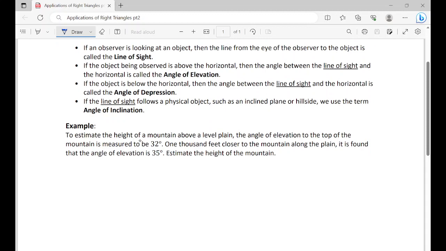To estimate the height of a mountain above a level plane, the angle of elevation to the top of the mountain is measured to be 32 degrees. 1,000 feet closer to the mountain along the plane, it is found that the angle of elevation is 35 degrees. Estimate the height of the mountain. So right here it says angle of elevation, and that just means from where you are on the ground looking up to the top of something, in this case the top of the mountain.